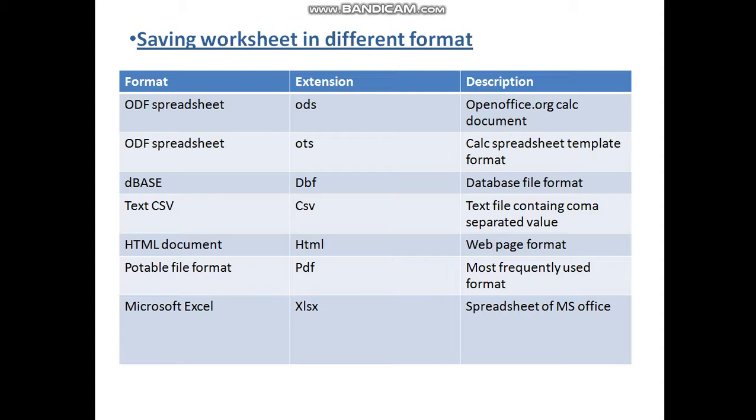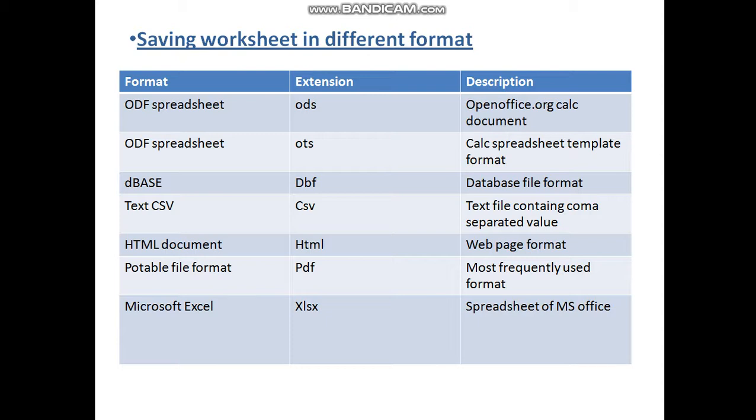Now saving a worksheet in a different format. There are different types of formats available for a Calc document. First is the ODF spreadsheet, whose extension is .ods, the OpenOffice.org Calc document. We use the .ods extension to save our Calc document files. So whenever you open a Calc document and save your file, the .ods extension is required.